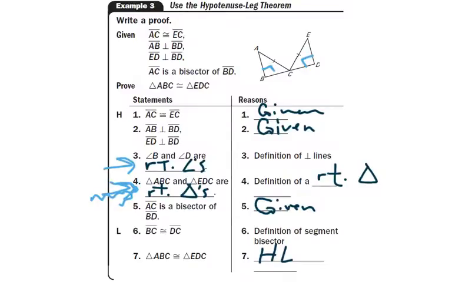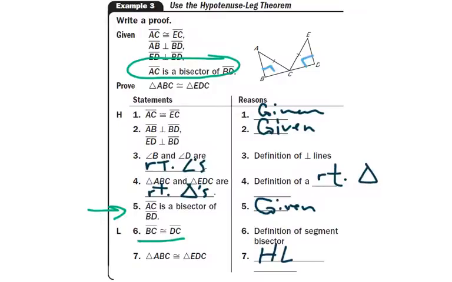Okay, so after that, then we need to show that our leg is congruent. The leg being congruent is going to come from the bisector part of this. So segment AD bisects segment BD. Again, that was given to us. Bisector means it cuts it in half. That gives us BC is congruent to DC. And don't forget to mark your picture. The reason is definition of segment bisector. And that is the leg that I needed.